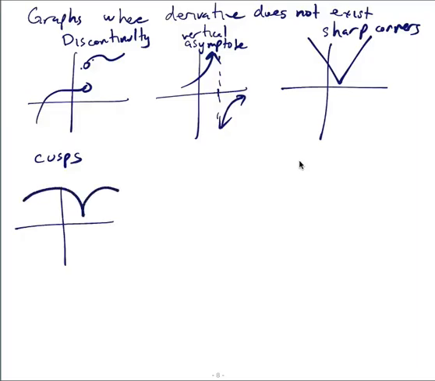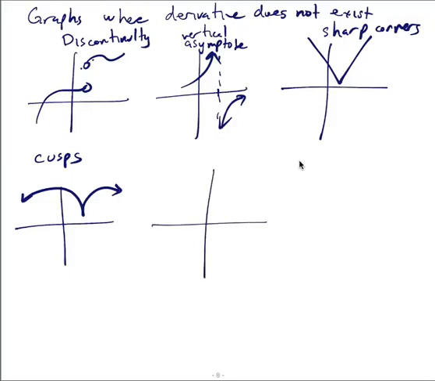There's also what are called cusps, which are kind of like sharp corners, but they just look a little bit different. They're kind of like that sort of thing. Looks like a butt. Okay. Like a baby butt.